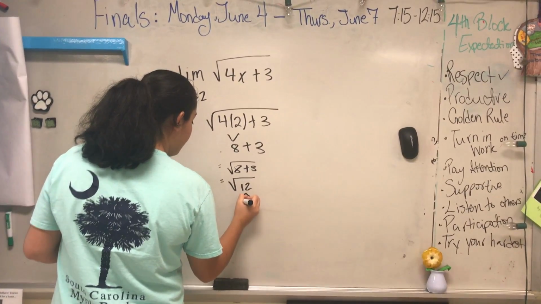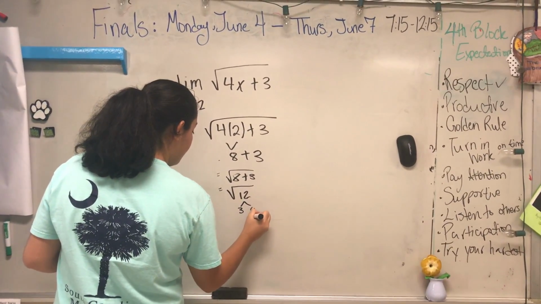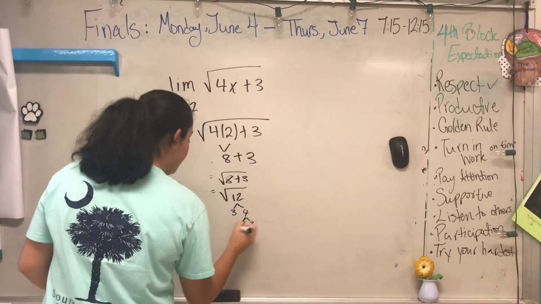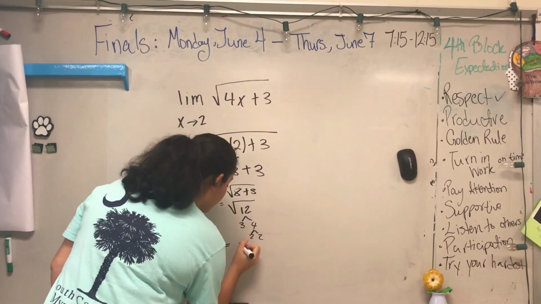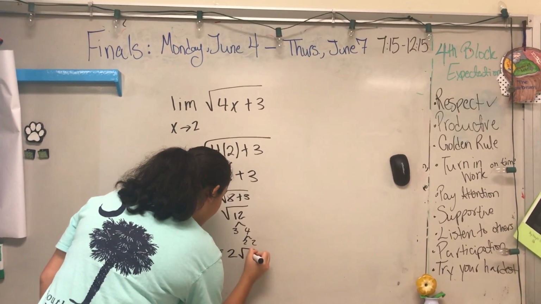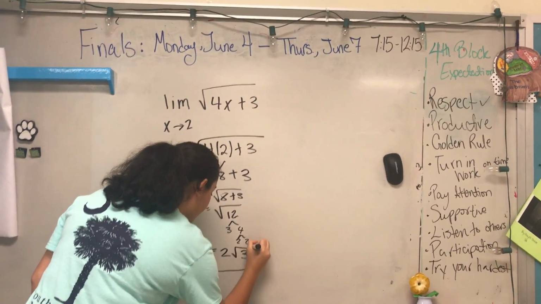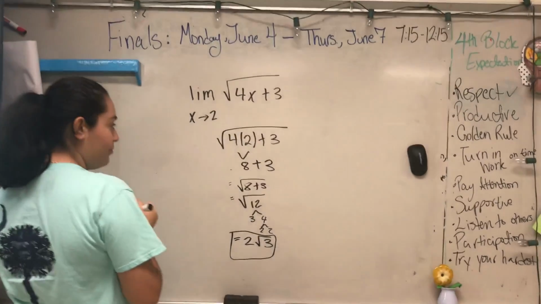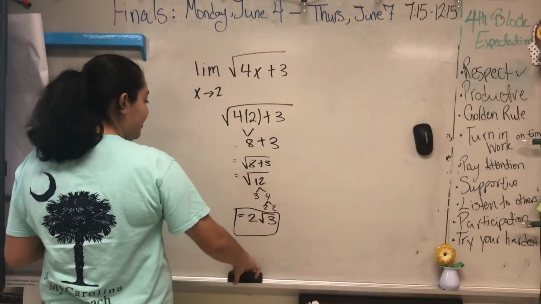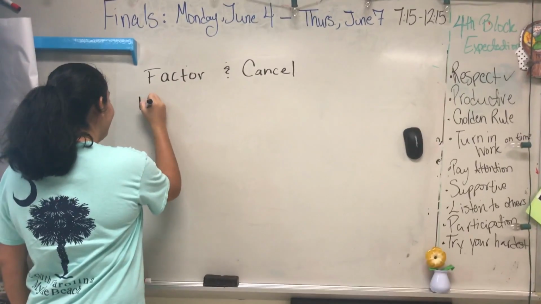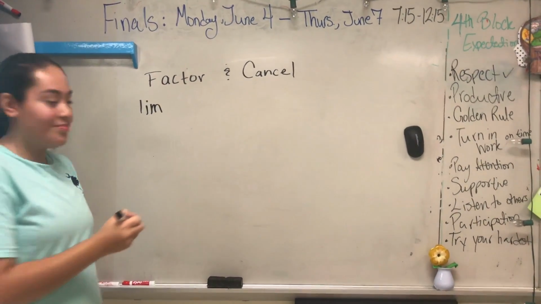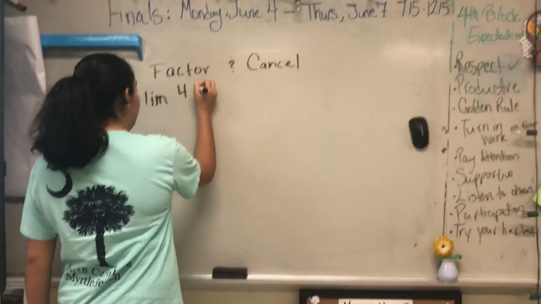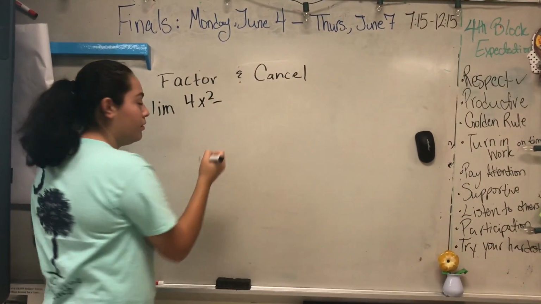If you're more advanced, you could go ahead and simplify the radical. So the square root of 12 will equal 2 times the square root of 3, which will be your answer for the following problem, which is considered your limit. Now we will solve by factoring and canceling.